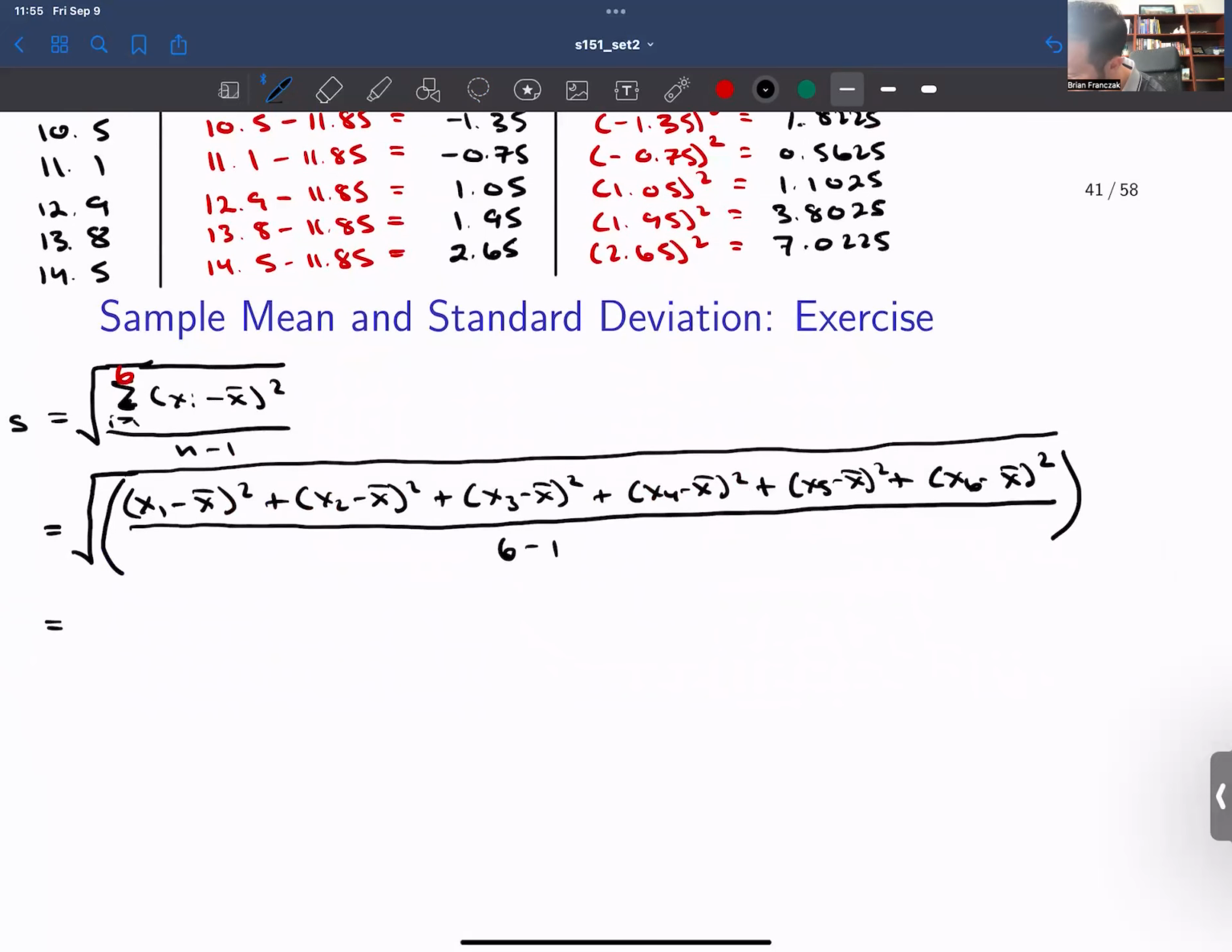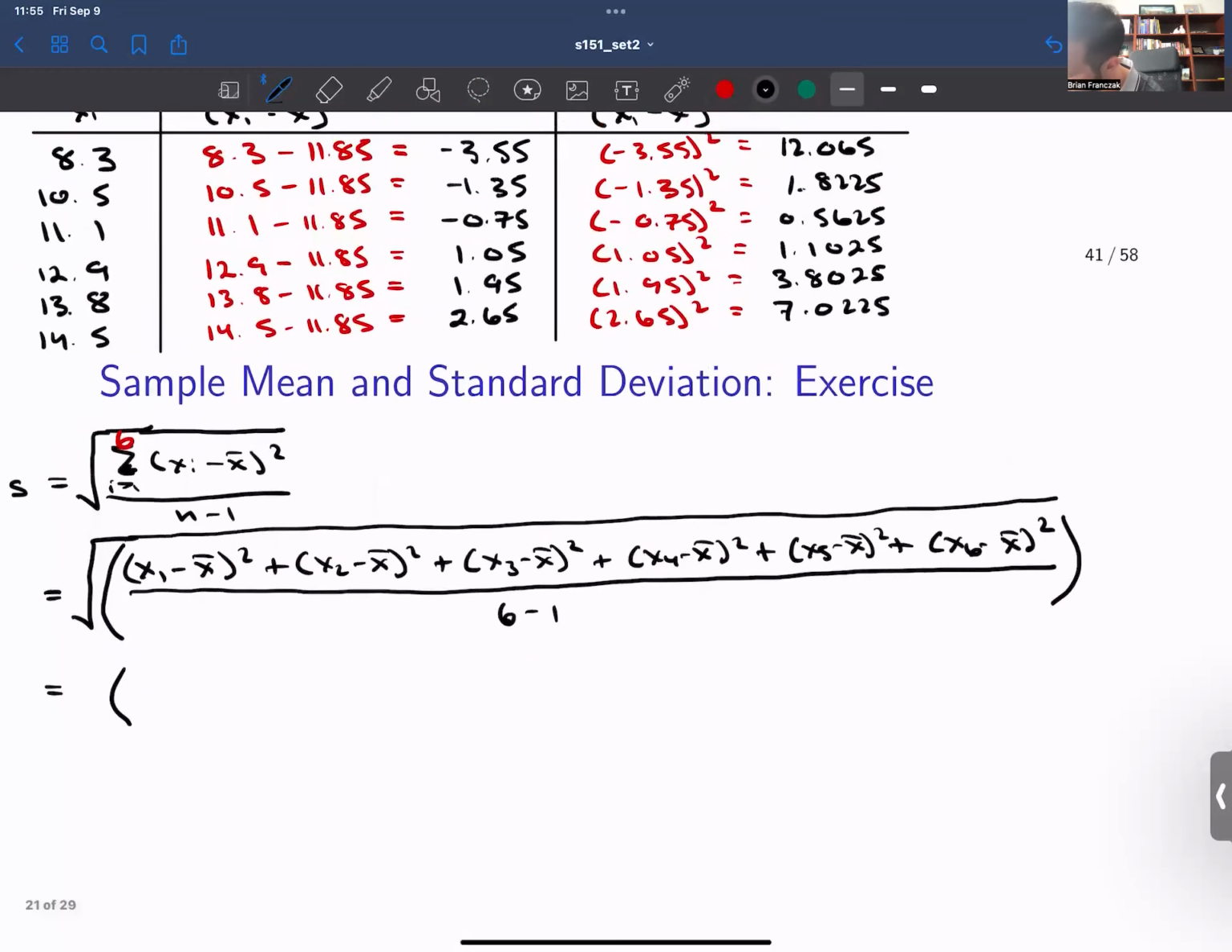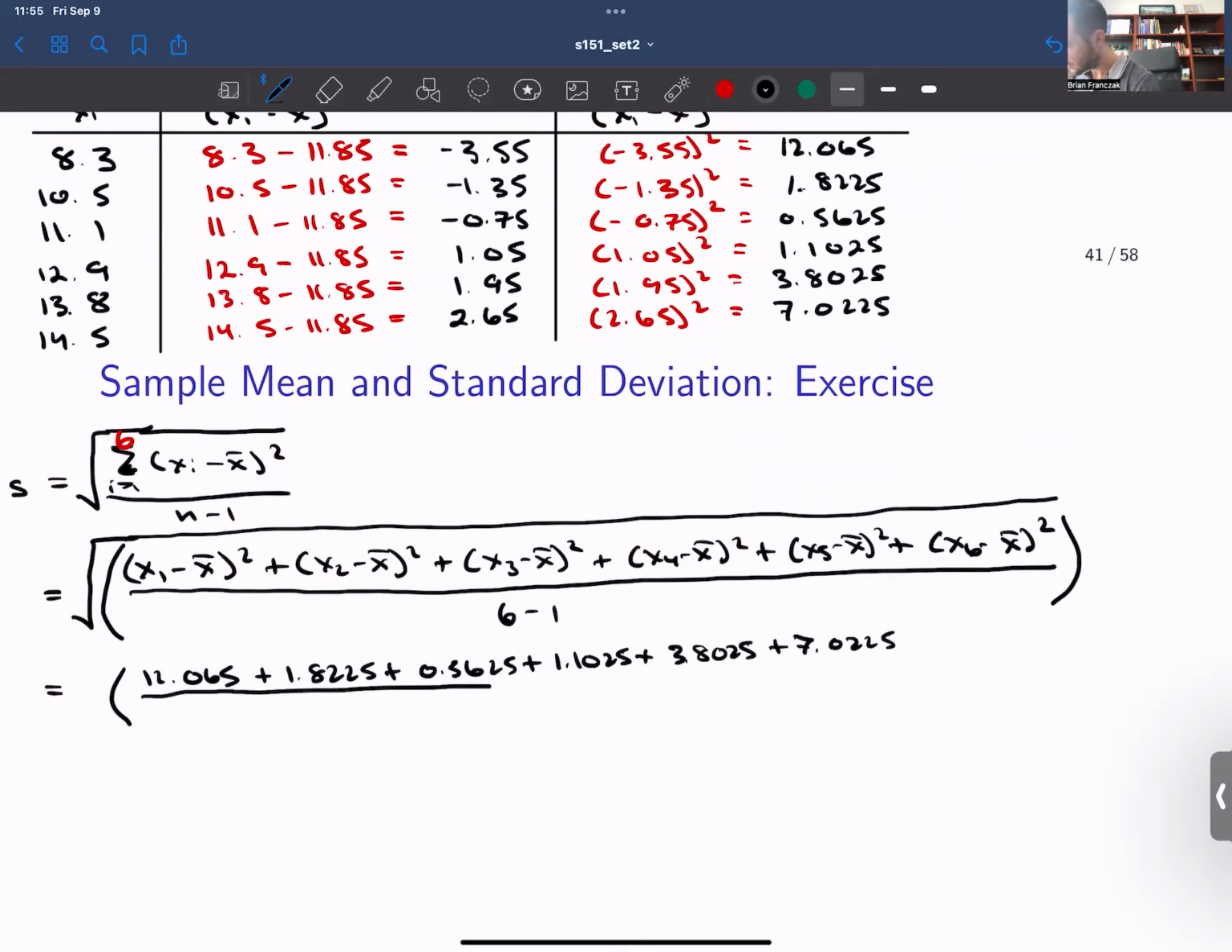So what is this going to give us? Okay, so I'll put the square root sign on after. So from our table above, we have 12.065 plus 1.8225 plus 0.5625 plus 1.1025 plus 3.8025 plus 7.0225. This whole thing is divided by 5.